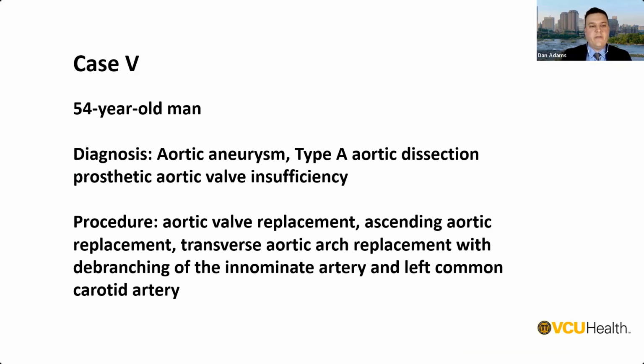In this case, the patient was a 54-year-old male with a diagnosis of aortic aneurysm, type A aortic dissection, and prosthetic aortic valve insufficiency. The patient underwent an aortic valve replacement, ascending aortic replacement, transverse arch replacement with debranching of the innominate artery and left common carotid artery.